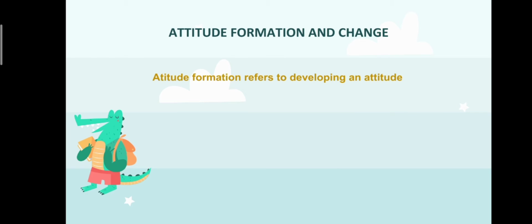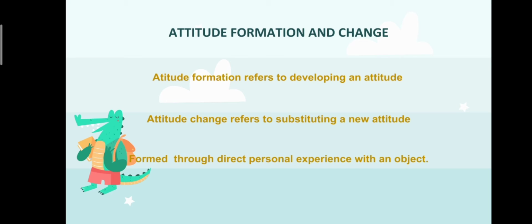Attitude formation refers to developing an attitude toward an object when none existed previously. Attitude change refers to substituting a new attitude for one that was held previously. Attitudes are formed on the basis of psychological, personal, and social factors. The most fundamental way in which attitudes are formed is through direct personal experience with an object.